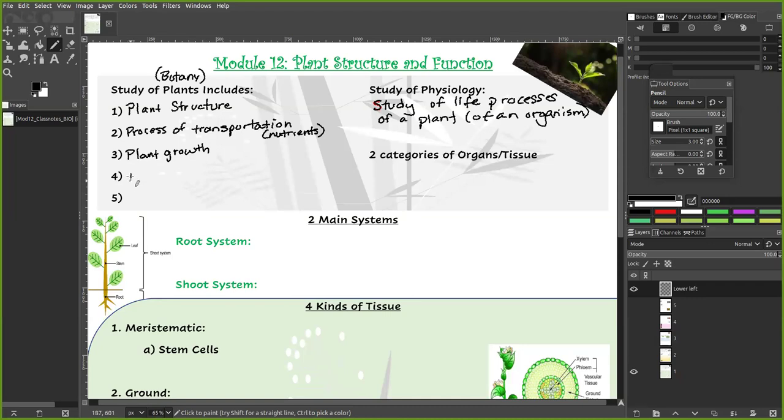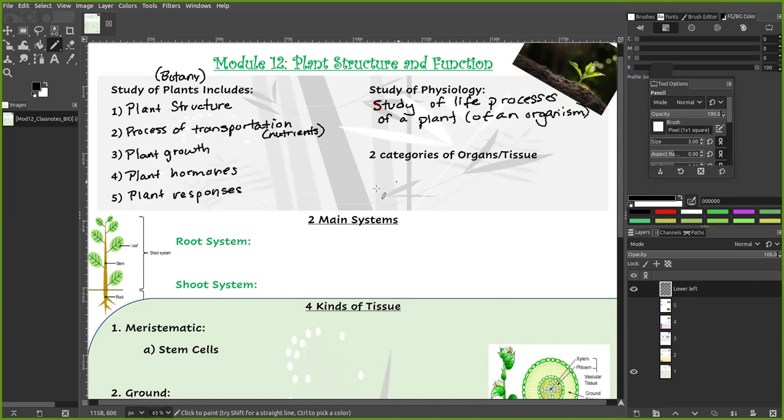Okay, also plant hormones. What chemicals make the plant do what it does? And last, plant responses. How does a plant respond to its environment? How does it change?